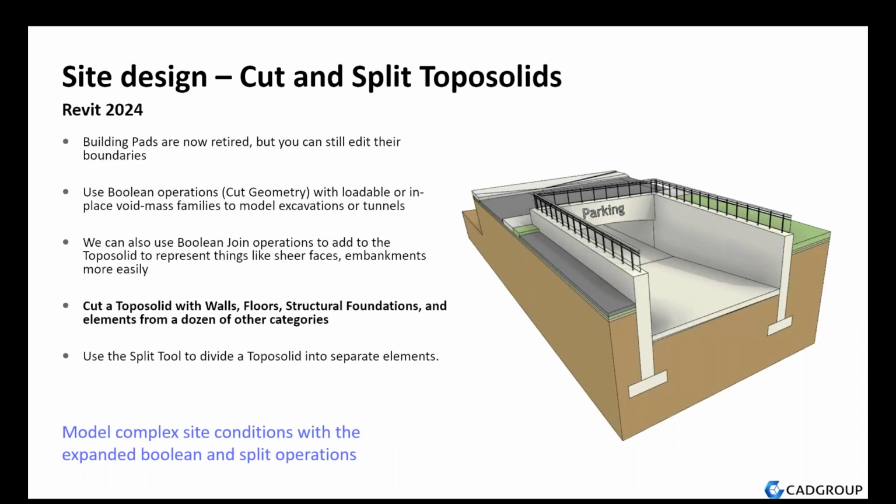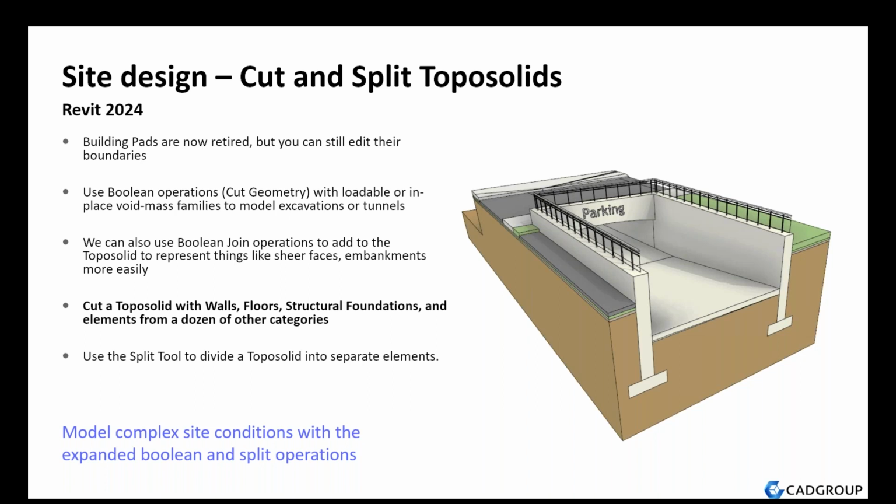You can cut topo solids. So you can now do Boolean operations. If I need to create a building pad, what I now need to do is either load a family which has a void in it, or probably more simply, create a void in place family, and then cut that out of the topo solid.